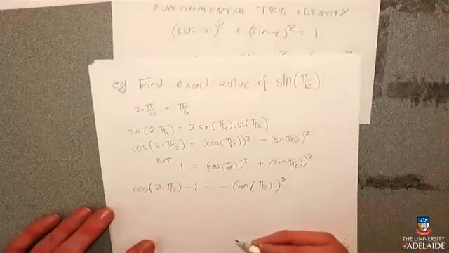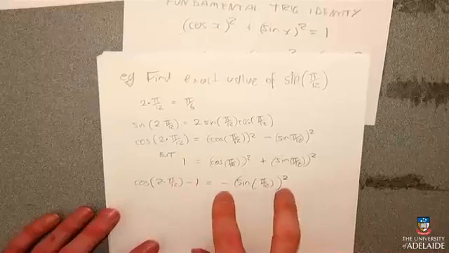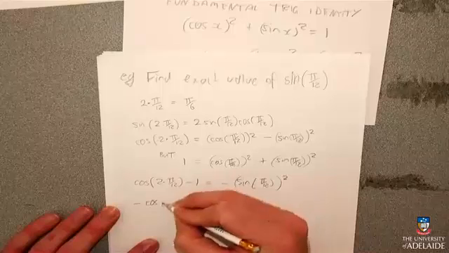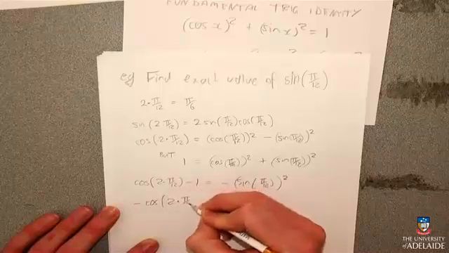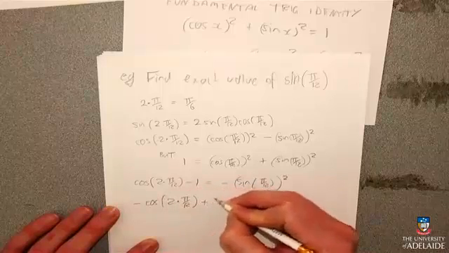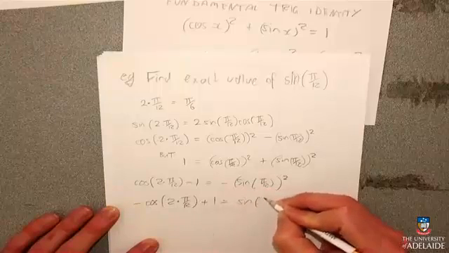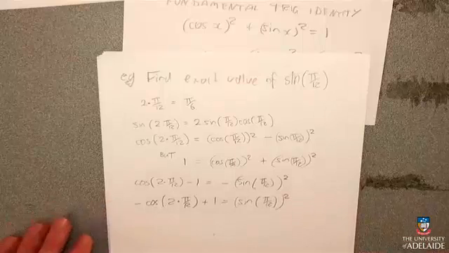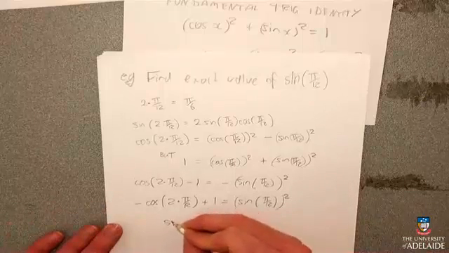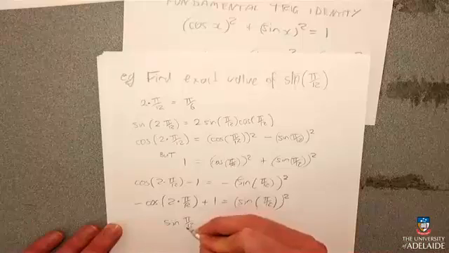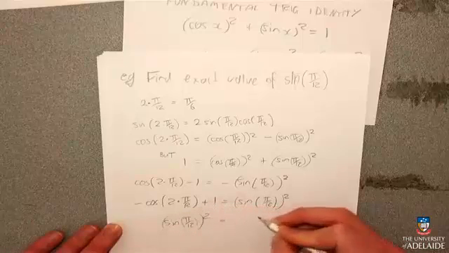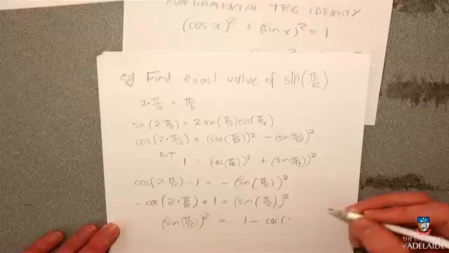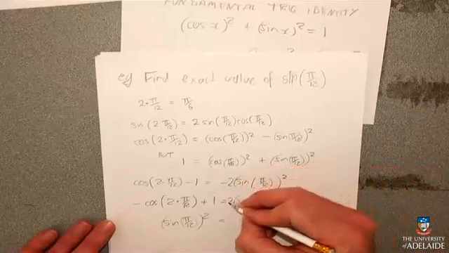So let's see. I could rearrange this a bit. I was about to do 2 things at once, but I was afraid of losing my minus sign, so I'm just going to do it in 2 steps. Like that. So I reckon I've got that sine of pi on 12 squared is 1 minus cos. Oh no, there's 2 of these. Damn it.